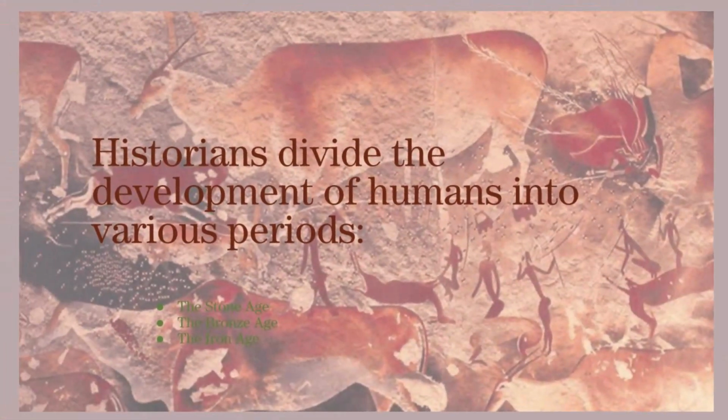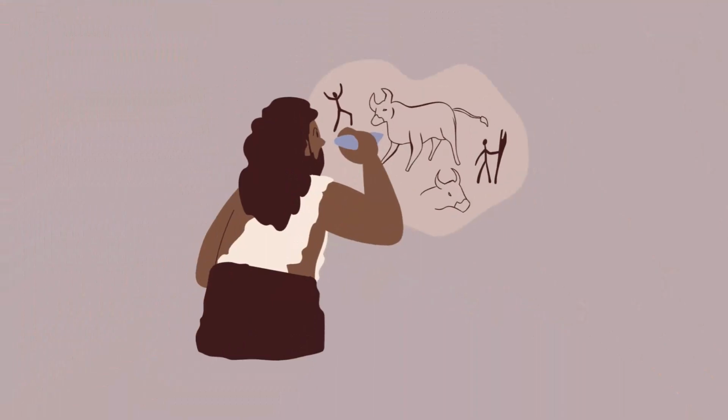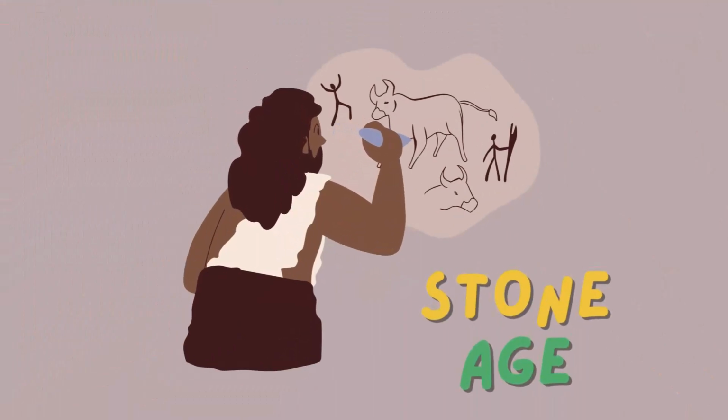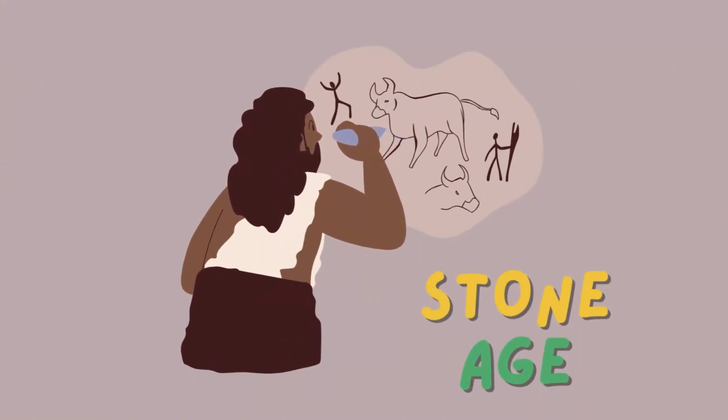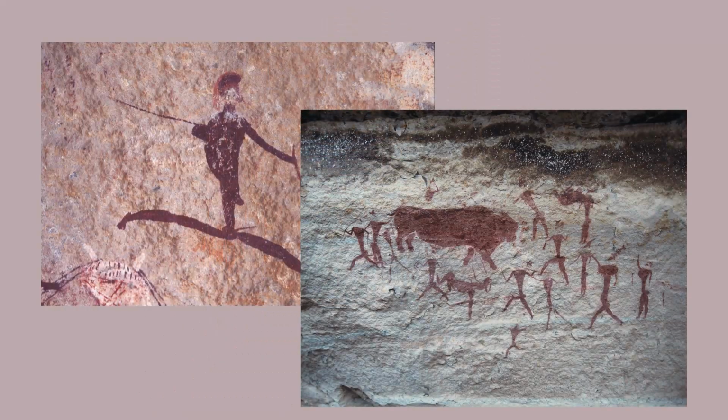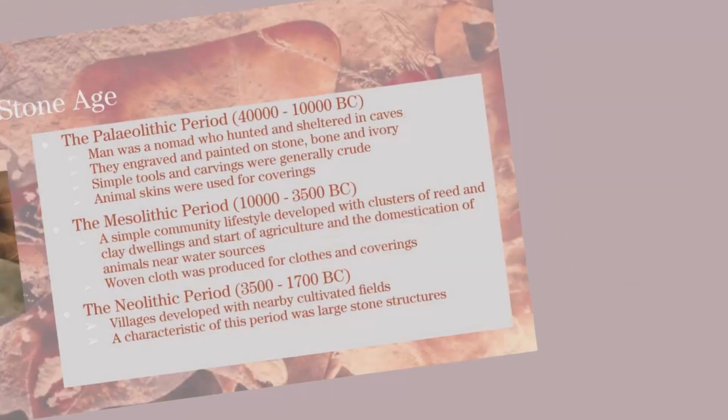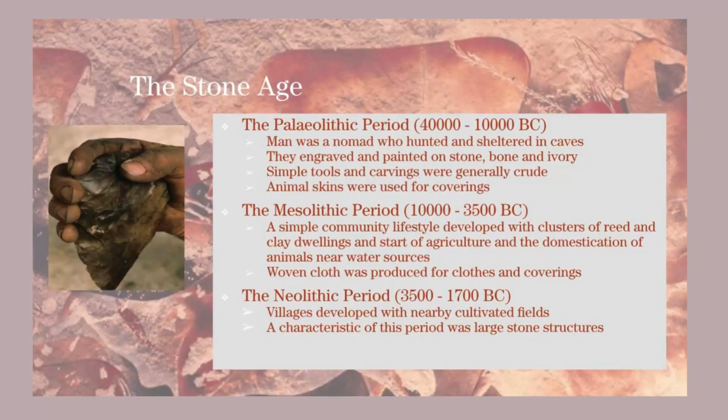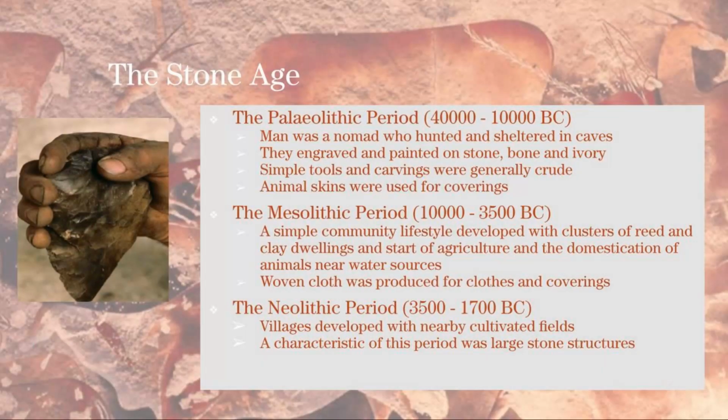Let's first look at the development of humans. Historians divide the development of humans into various periods. Remember that BC is the common term for everything which happened before the year 0 on the Gregorian calendar. The Paleolithic period, 4,000 to 10,000 BC.